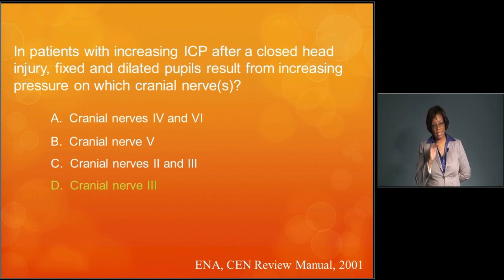Option C, the third choice, says cranial nerves 2 and 3. The problem with that is that cranial nerve 2 is optic, and that's controlling visual acuity. So it's not going to be the pupil issue, which is what it's reading in our stem. Cranial nerve number 5 is trigeminal, has to do with the face, not so much the eyes. And then cranial nerves 4 and 6 have to do with eye movement, not necessarily pupil movement.